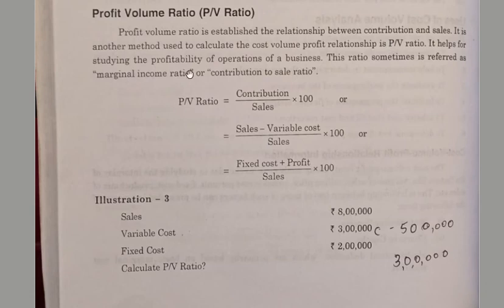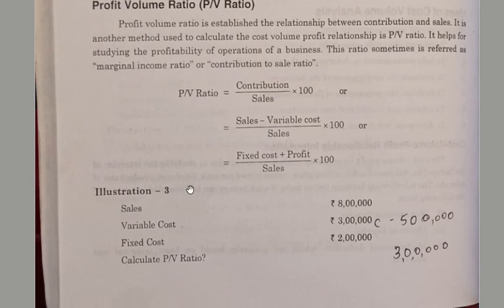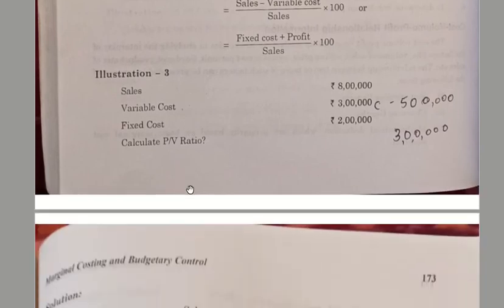So basically the ratio is equal to contribution divided by sales into 100. Or how do we calculate contribution? Sales minus variable cost into 100. Or there's another formula in the first illustration we did, right? Fixed cost plus profit is equal to contribution into 100. So these three formulas will be used depending on the information given.